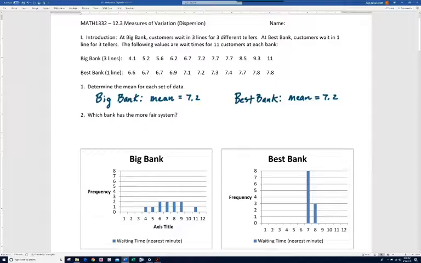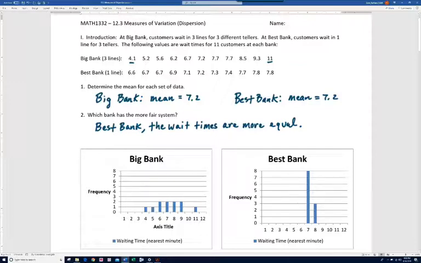So which bank has a more fair system? Well, most people would probably say Best Bank because the wait times are more equal. It's a more fair system. If you're at Big Bank and you waited 4.1 minutes, then you're probably pretty happy because you got in there pretty quick. But what if you're on the other end and you waited 11 minutes? You might be asking to talk to the supervisor.